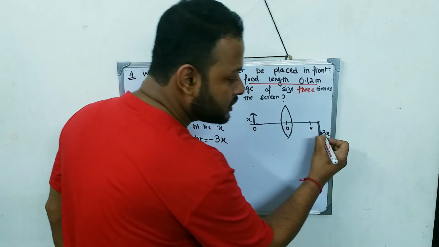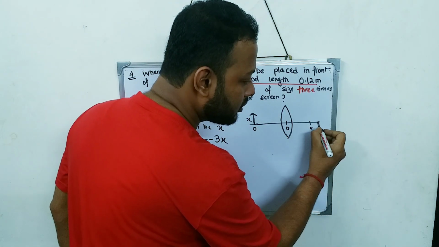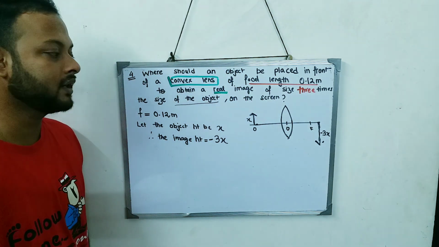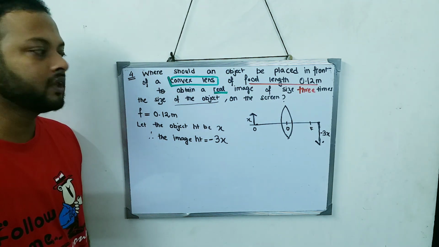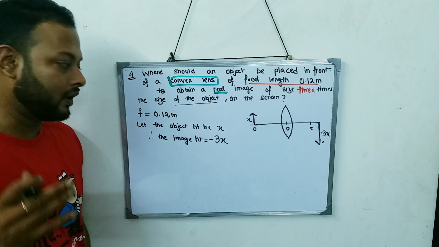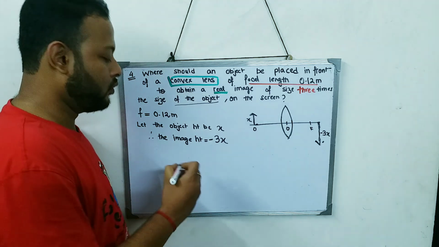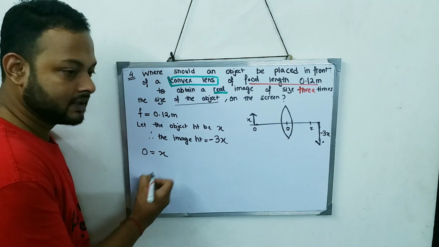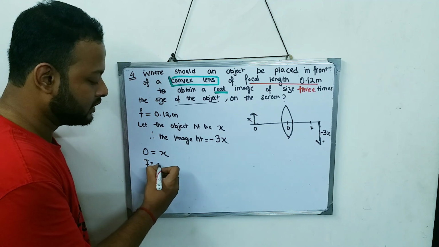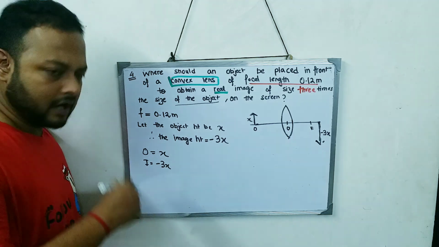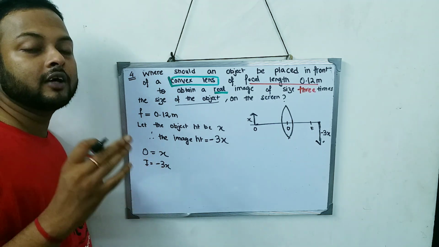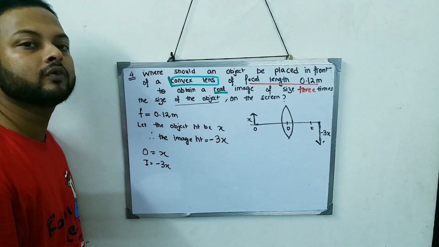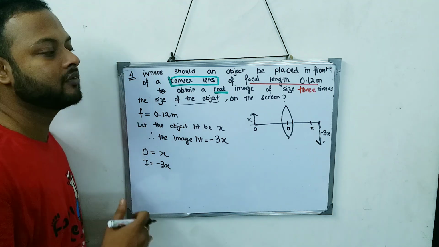So this becomes minus 3x. Okay, minus 3x. Clear? Now as I got the value of O, the object height, as x and the image height as minus 3x, I will use this to get the relationship between V and U, just like the previous sum.